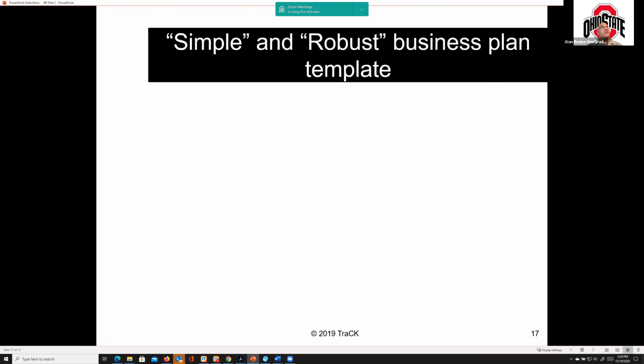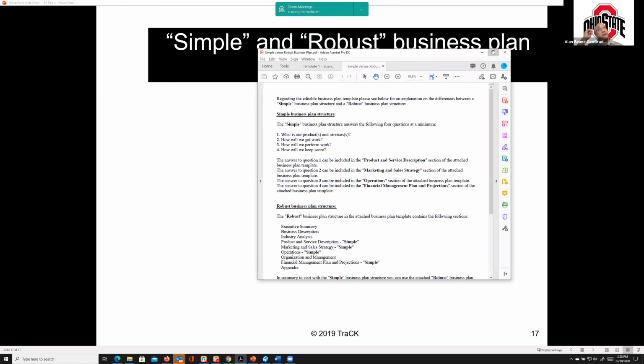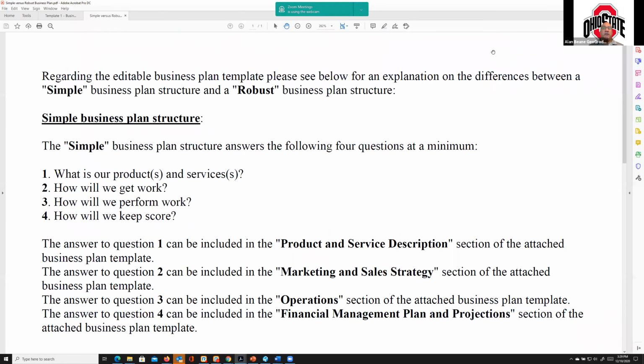So what I would like to do is go over an example of a simple versus a robust business plan, in terms of which components or elements you include from the ones we've talked about so far. And then I'll go through a sample template that I've developed over the years that I can share with anyone that wants to take a look at it. So this is a suggestion that goes along with the template that I'm going to provide.